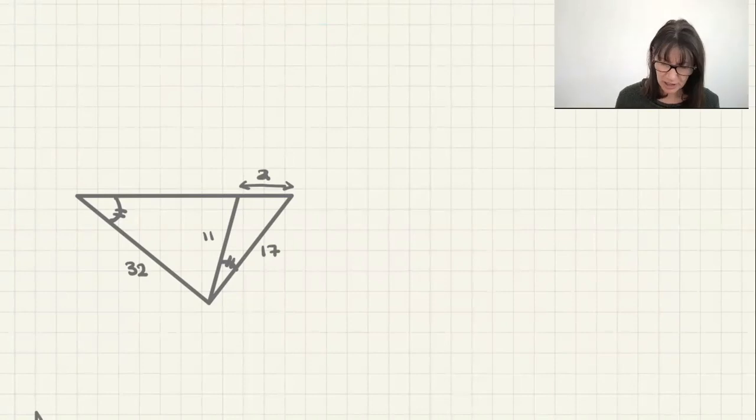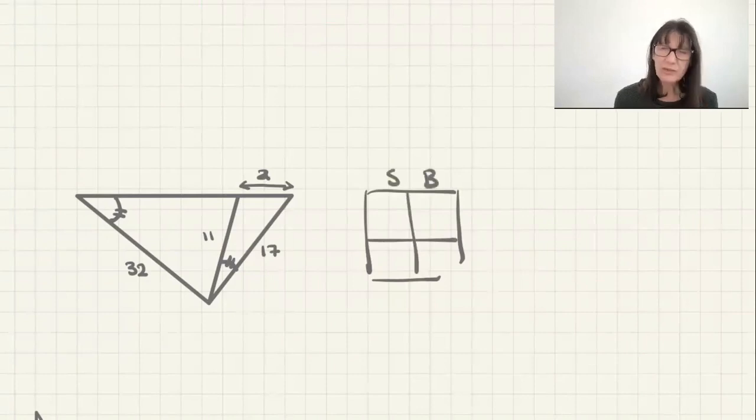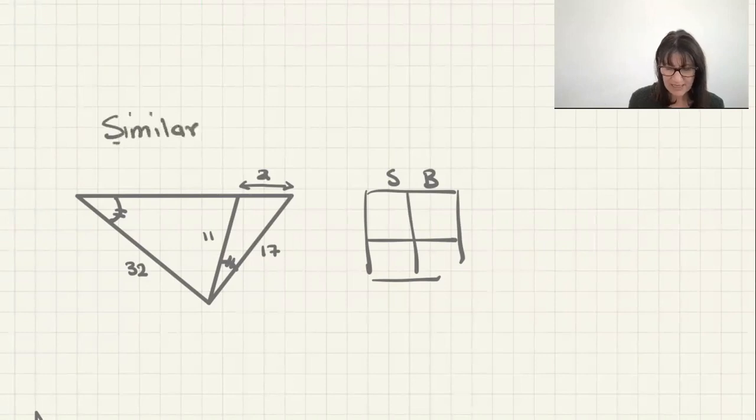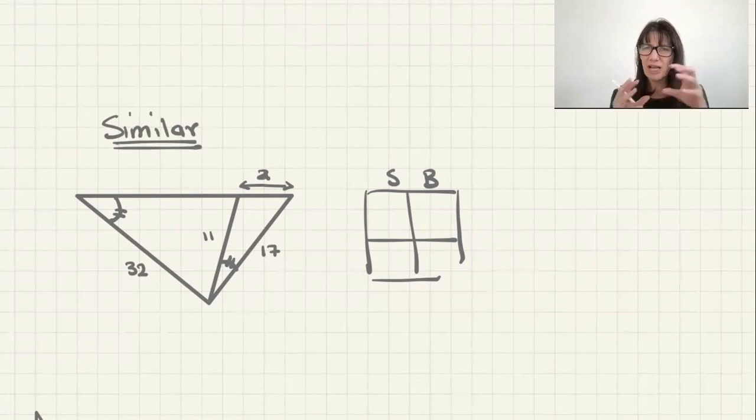Okay, so I'm going to do my box. I've got a small and a big. The word in the exam would be similar. I'm really looking for that key word. As soon as I hear similar, then I know that the shapes are enlargements of each other, and I know that my structure of boxes and labels is going to support the maths and the methods that I want to do.